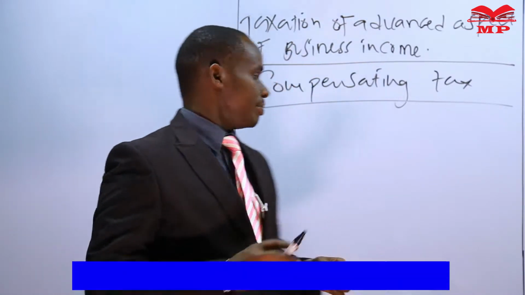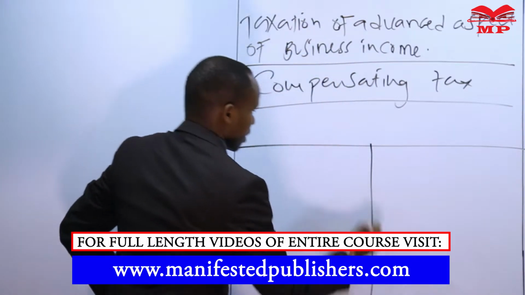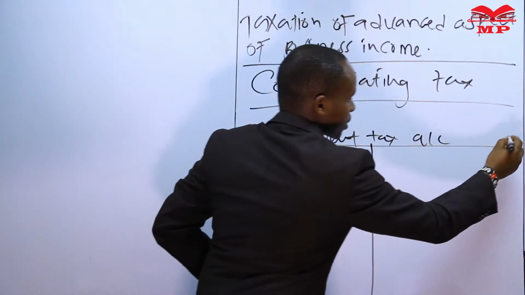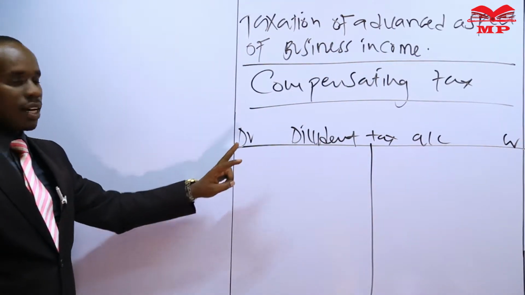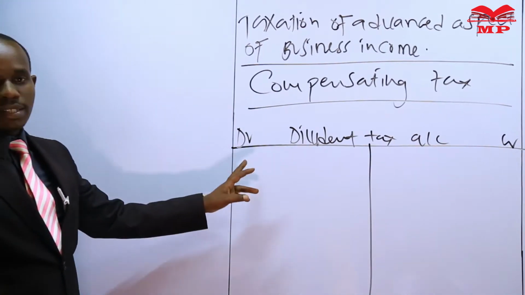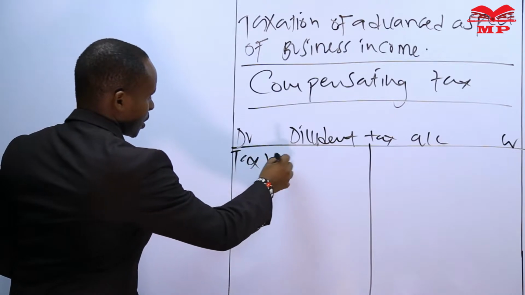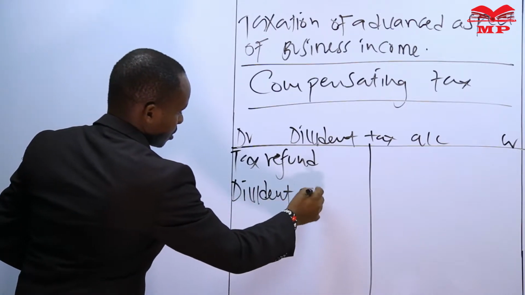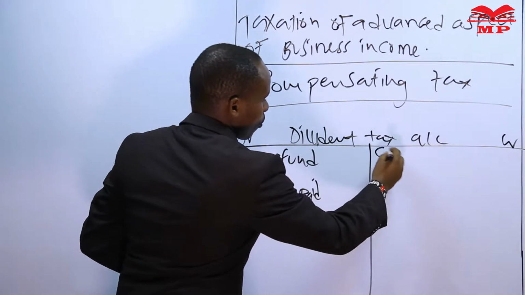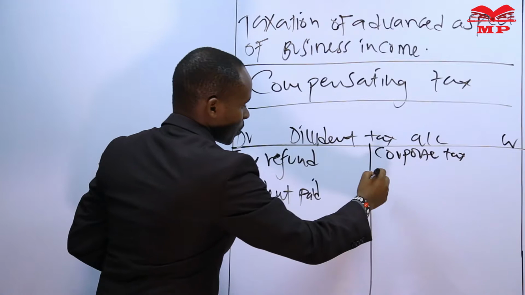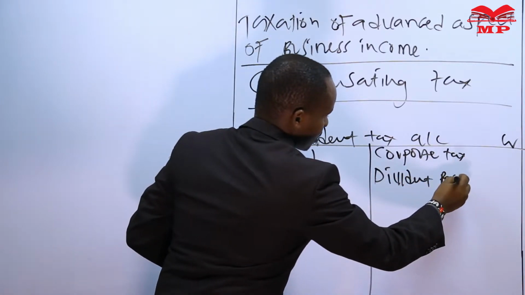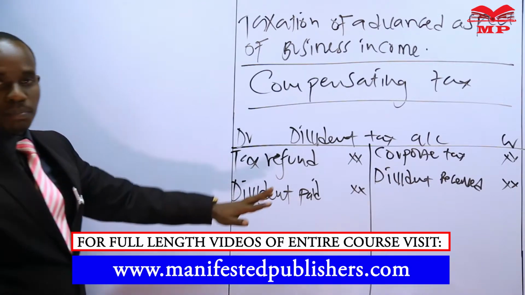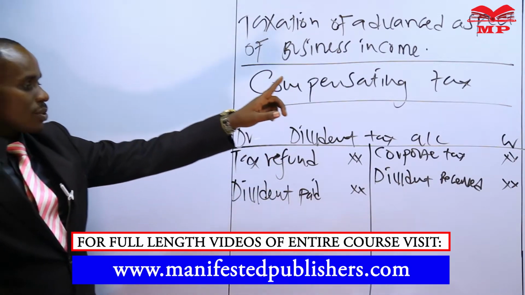This tax is calculated by preparing an account known as dividend tax account. This account has two sides. It has the debit side and it has the credit side. On the debit side, we have tax refund. We also have dividend paid. On the credit side, we have corporate tax and we have dividend received.